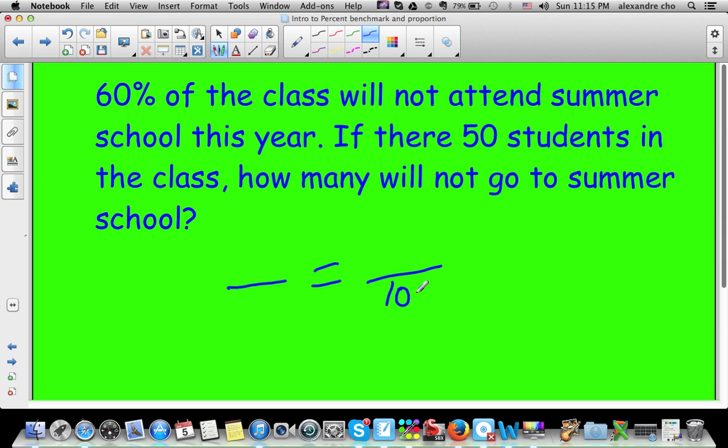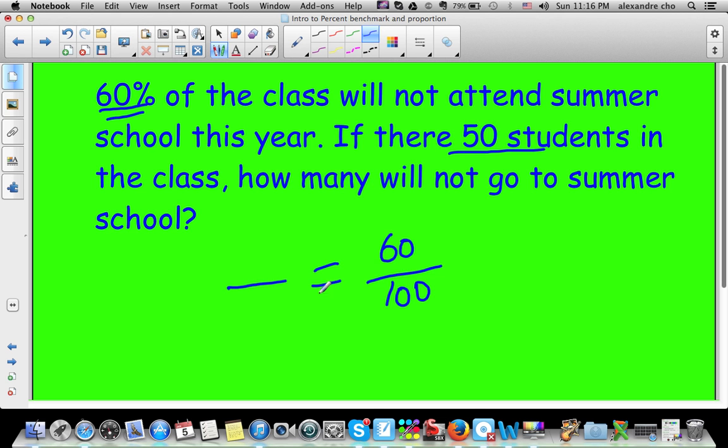So, this should have been your setup. And let's see, the information that we have is 60%. They give you the percent here. So 60% goes here. Okay, 60 over 100, 60%. That's what 60% means, something out of 100. And the other piece of information we have is there are 50 students in the class.